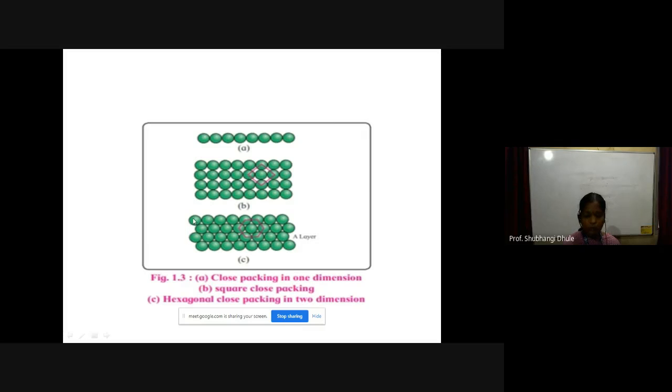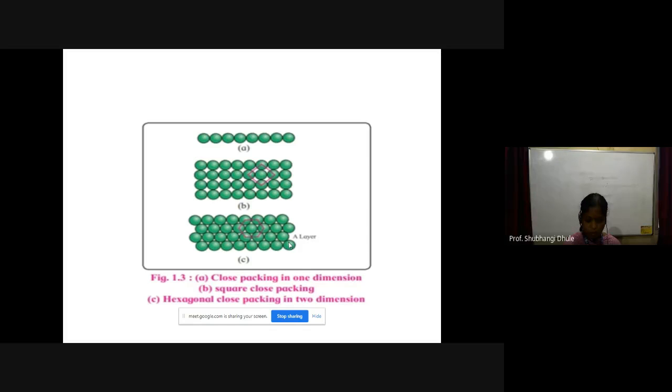So that's why, if A, then the second row is B, then again it gives you the third layer, which is again the same as that of the first, that is called A. So the pattern here is AB pattern, and hence this kind of structure is called a close packing in two dimension, called hexagonal.